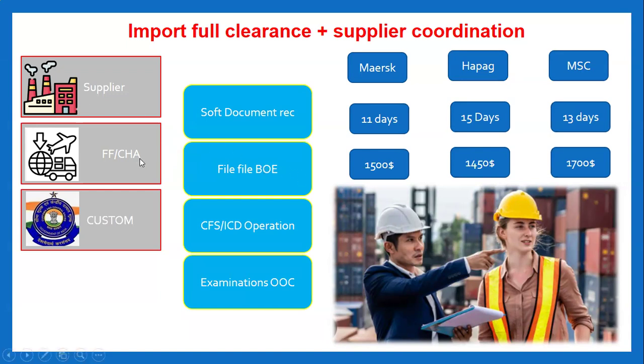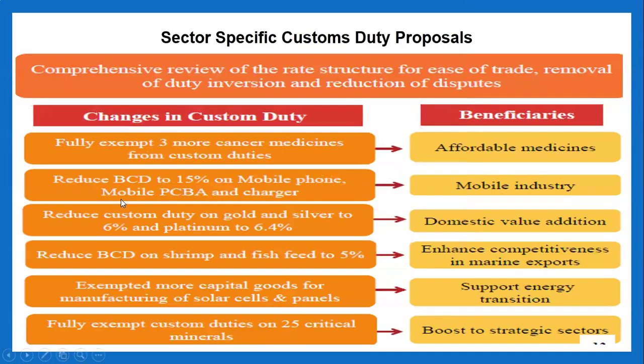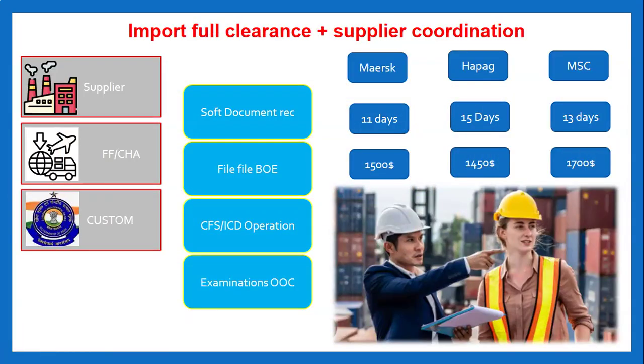Then what is the next step? After filing the bill of entry, the shipment is physically received at customs. At the customs level, we have to check. First, before importing the goods, we have to check if any special document is needed for this commodity. If needed, then we need to intimate our supplier that we need this document.